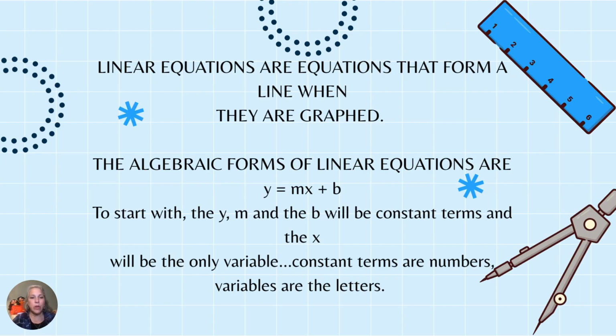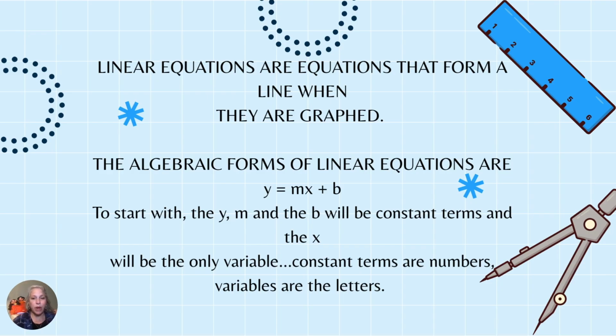Linear equations are equations that form a line when they are graphed. The algebraic form of linear equations is y equals mx plus b. And to start with, your y, your m, and your b will be constant terms, so they will be numbers to start with. And the x will be the only variable. Constant terms are numbers, variables are letters. So those are just some words that you need to know.